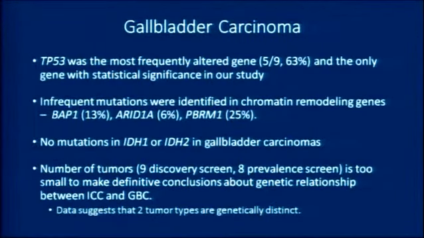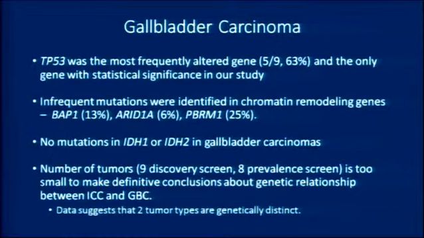So our study did look at a relatively small number of gallbladder cancers. We found that P53 was the most frequently altered gene in the discovery screen. It was about 60%, and it was the only gene with statistical significance. We did find infrequent mutations in the chromatin remodeling genes, a couple of mutations in BAP1 and ARID1A. PBRM1 was in about a quarter. But we didn't find any mutations in the IDHs in gallbladder cancer.